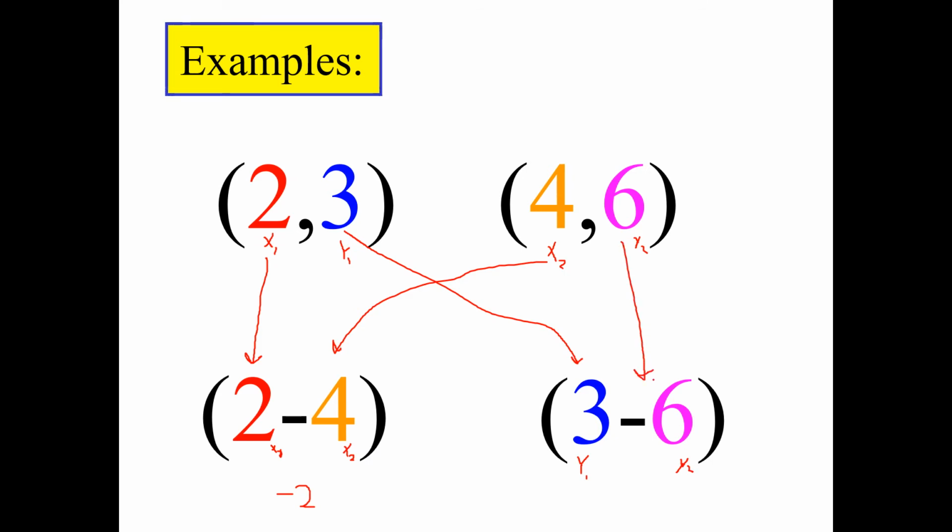Put them together in parentheses, subtract them. We have 3 minus 6 is negative 3. So for the x's, we found that the difference between the x's is negative 2. And the difference between the y's is negative 3. Okay. So let's take this another step farther.